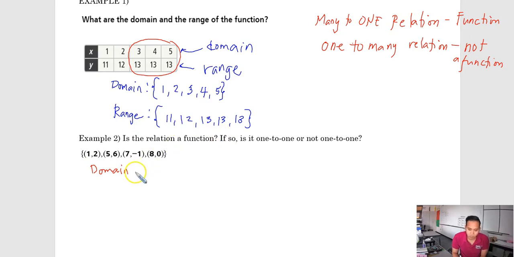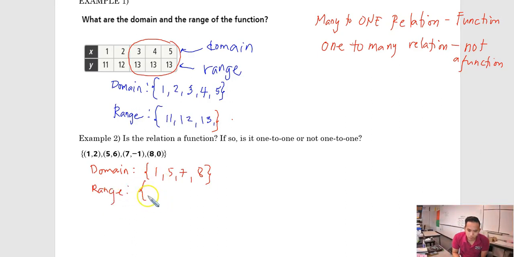So in here, my domain, okay, in this one, guys, I just want to go back. You can just go and erase the extra 13 here. Okay, so sorry about that. There you go. So the domain here is the set of 1, 5, 7, and 8. And then the range here is we have 2, 6, negative 1, and 0. So there's no repeated number here. Therefore, this is a one-to-one.